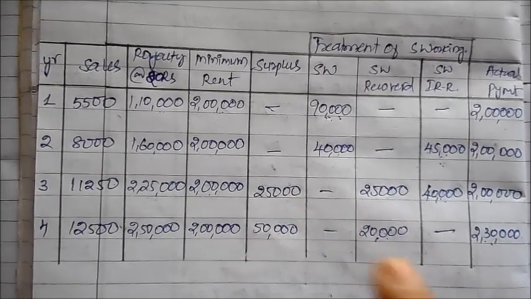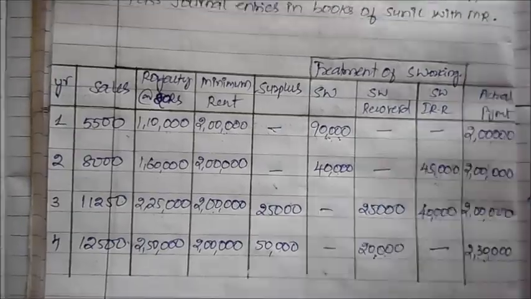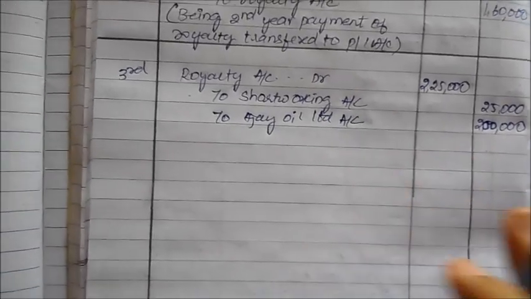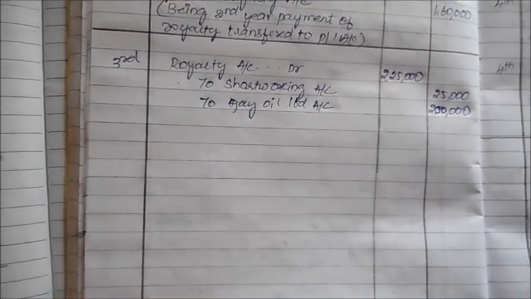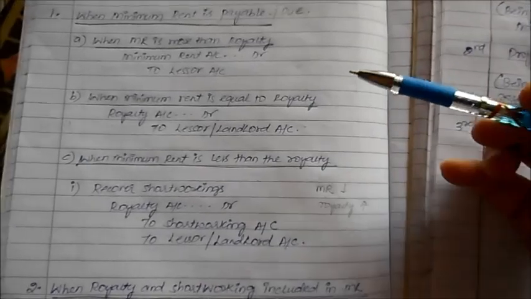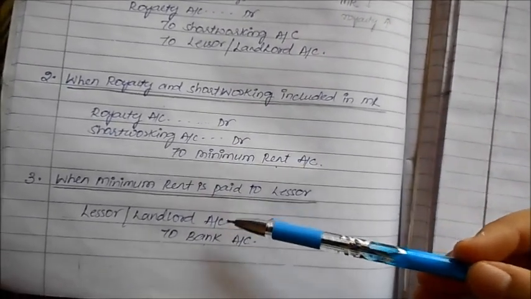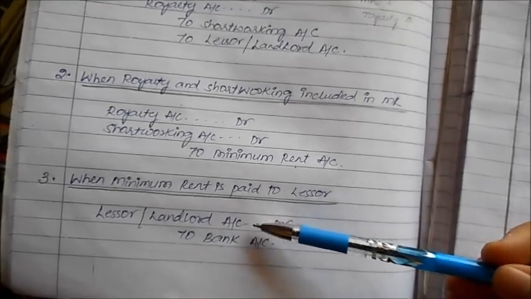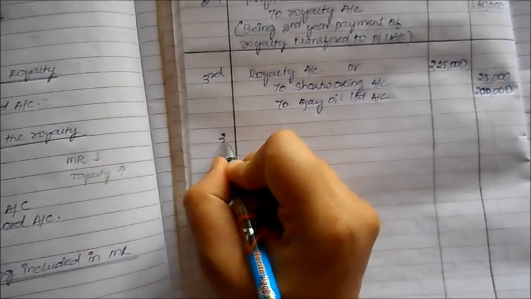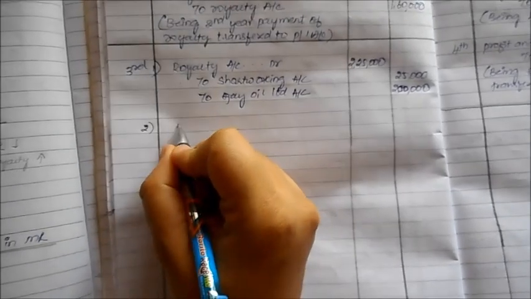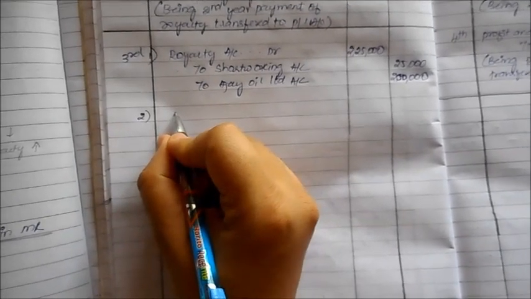Correct? So this is 2 lakhs. Okay, I didn't see the previous one. Anyway, now second one, I did tell you first one was payable, and if you are choosing the third option, we will not write this one, and we will directly write what is the minimum rent that is paid to the lessor. So the second entry here will be how much amount of money is actually getting paid and to whom. So it is landlord account debit to bank account.